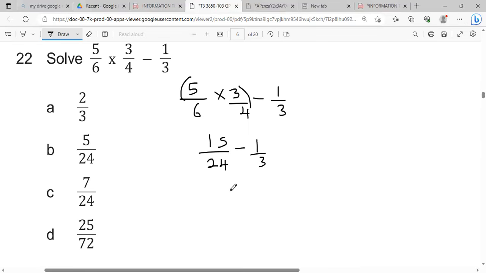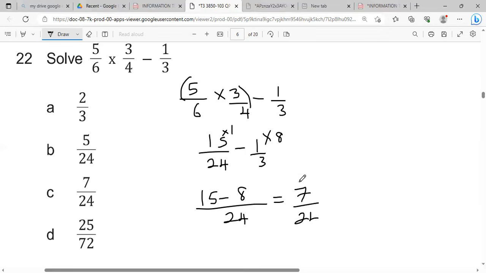Or we could just go ahead and make the LCM 24, as 3 can go into 24. So I could do that. 24 into itself, 1. And we times 1, which gives us 15. Minus 3 into 24, that goes 8 times. 1 times 8, that's 8. And then we subtract, that's 7 over 24. So our answer would be C.